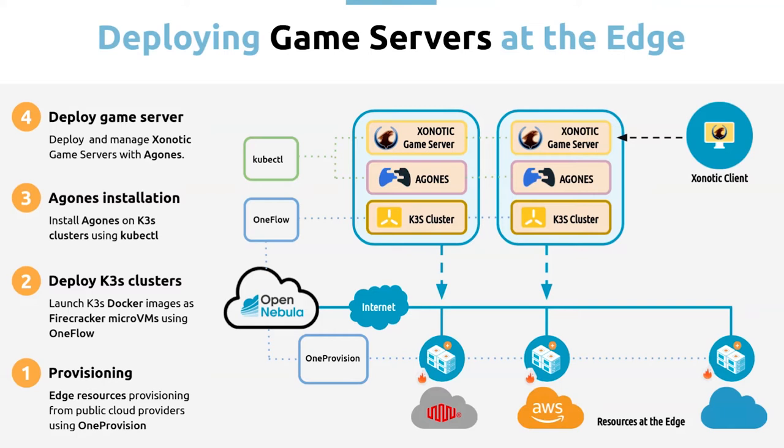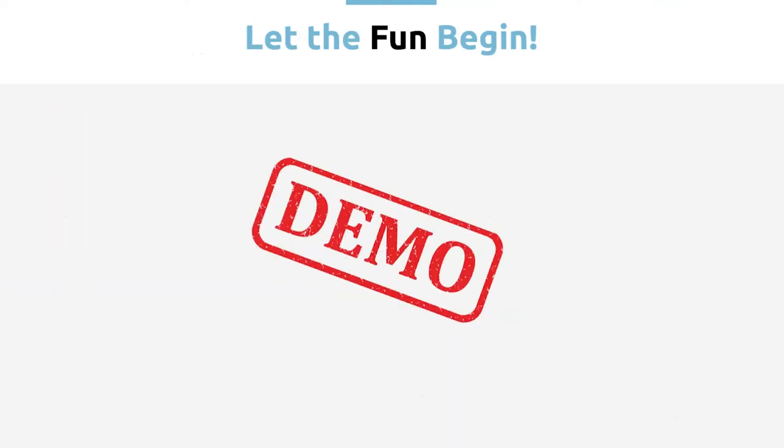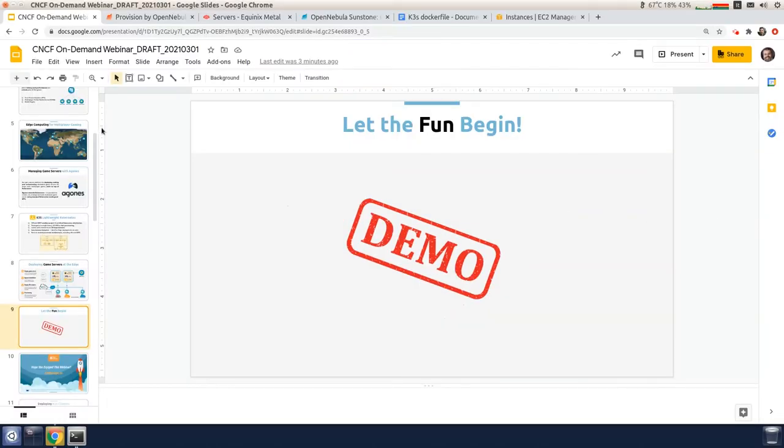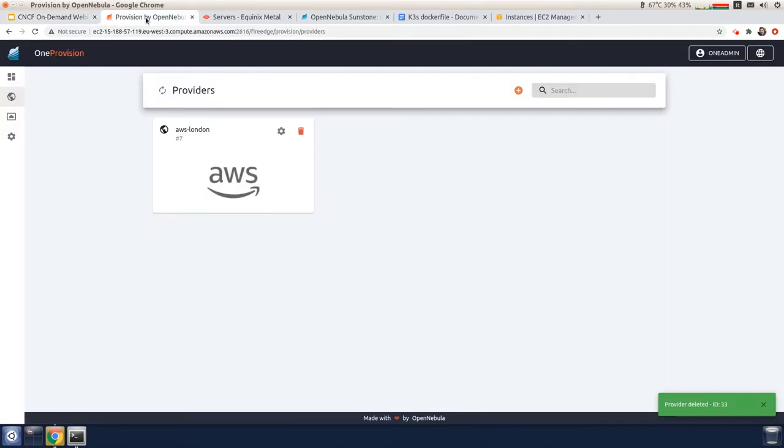Okay, so now let's see a demo. So I will show how this solution works for multiplayer gaming at the edge. Okay, so let's start with the demo. So here we have OneProvision. That is the tool by OpenNebula in order to provision resources at the edge, so remote cloud providers.